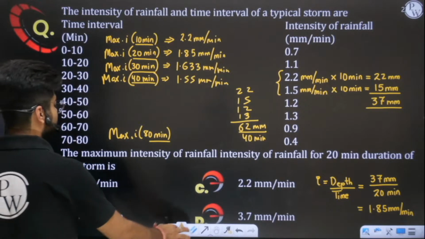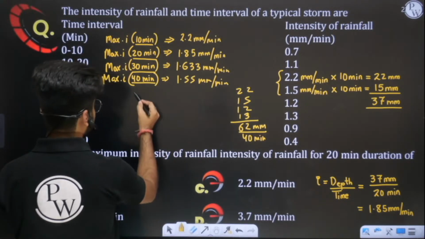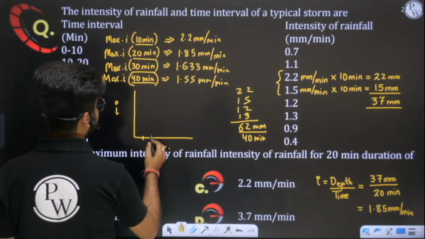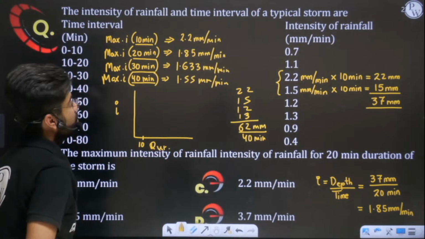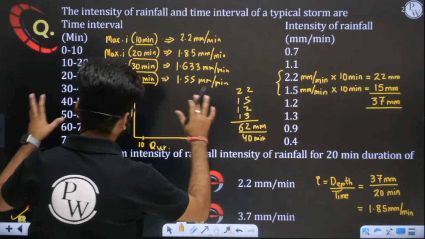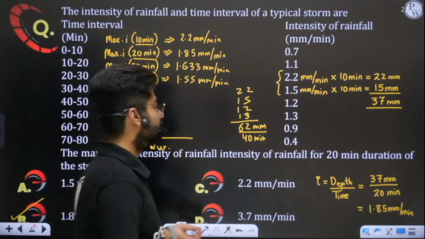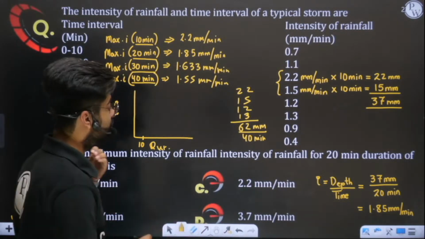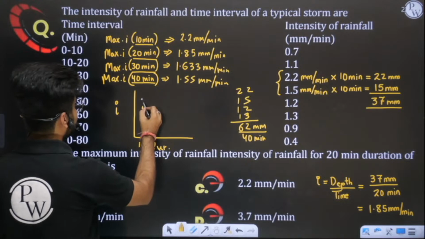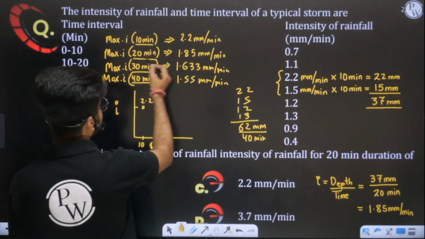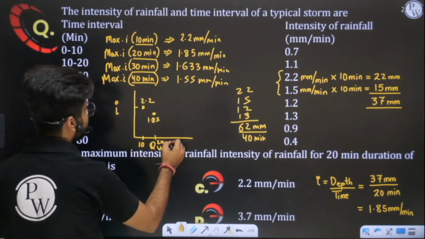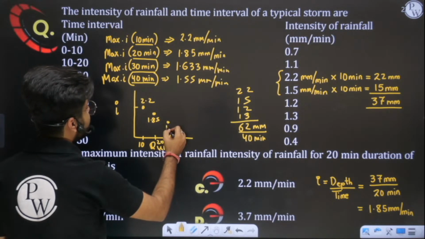Now listen very carefully. If we want to draw the graph between intensity and duration, you can draw it. Listen very carefully how to draw graphs. From this question, which has been asked in the GATE examination, they only asked for 20-minute duration. I am telling it for all durations and how to draw a graph from such data. So for 10 minutes, I will write 2.2 here. For 20 minutes, our intensity is 1.85. For 30 minutes, intensity is 1.633.